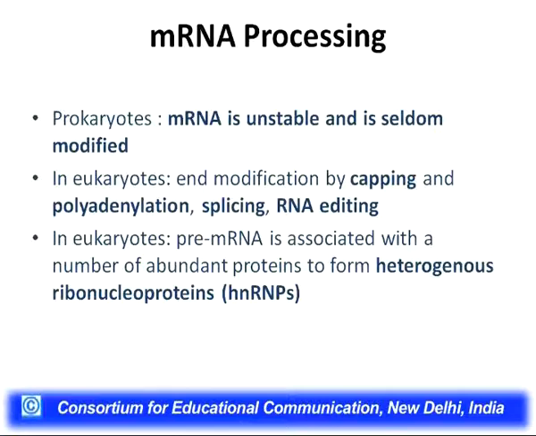During the formation of mRNA in eukaryotes, it becomes associated with a number of proteins, and these are termed heterogeneous ribonucleoproteins. The association between the mRNA and the protein is known as hnRNPs or heterogeneous ribonucleoprotein.